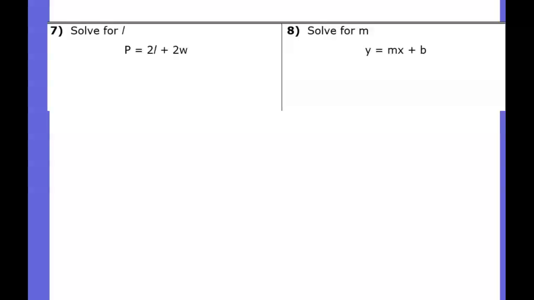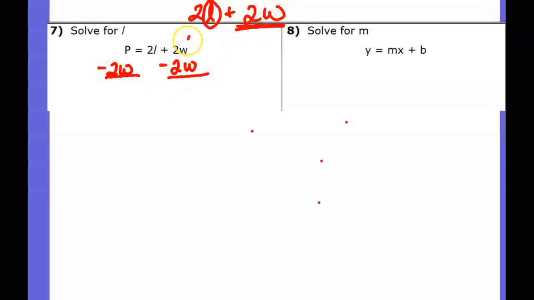So if we're solving for L, in this example we have 2 terms. 2L is one term, and then we have 2W. Now we're solving for L, so the first thing we want to do is get rid of any other terms on that side of the equation, and we do that by either adding or subtracting. In this case, we have plus 2W, so we're going to subtract 2W. That's our first step. Of course, whatever we do to one side, we have to do to the other. So P minus 2W is equal to 2L.